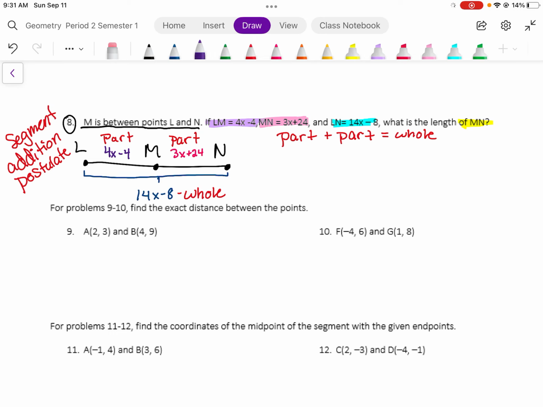Once we know that, we can go ahead and write the equation: 4x minus 4 plus 3x plus 24, and that is going to be equal to the whole thing, which is 14x minus 8. Once you have that set up, you're going to solve the equation for x, and then you're going to plug it into what MN equals. So up here, we just need this one part. So whatever you get for x, you're going to plug it in and solve, and that will be your answer.